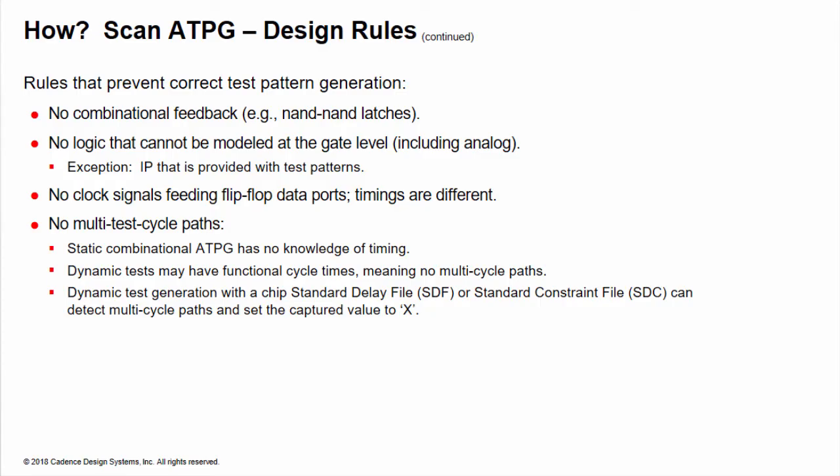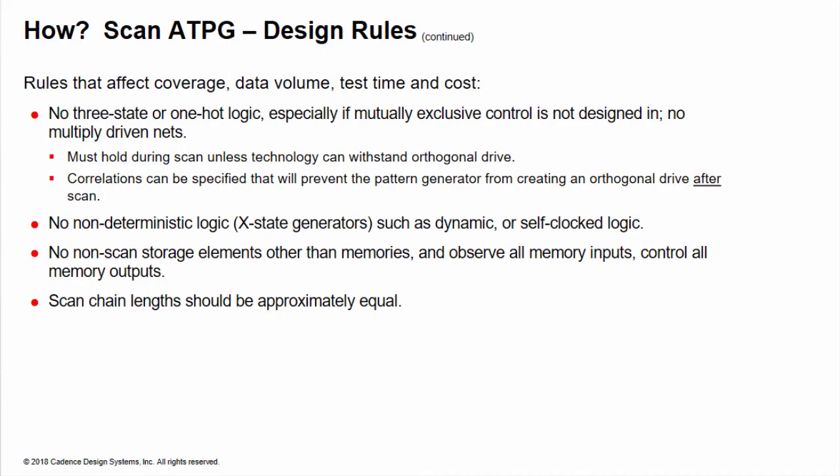Clocks may not be used as data inputs to flip-flops. The timing of clock pulses is different from the timings of data inputs. Finally, if there are any paths that are slower than the intended tester cycle time, the test generator typically cannot recognize the situation and determine the correct capture value. The remaining rules only affect test coverage and cost.